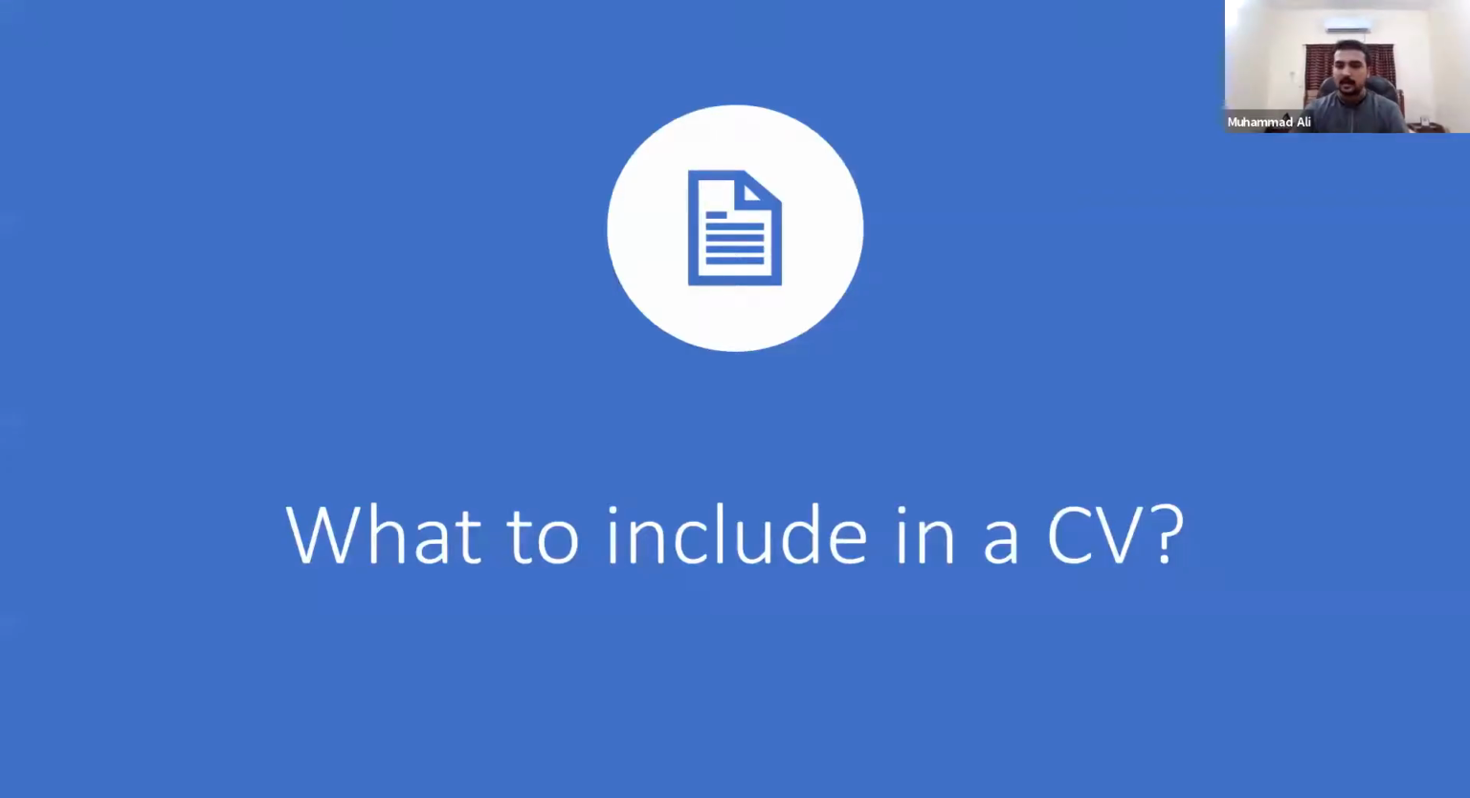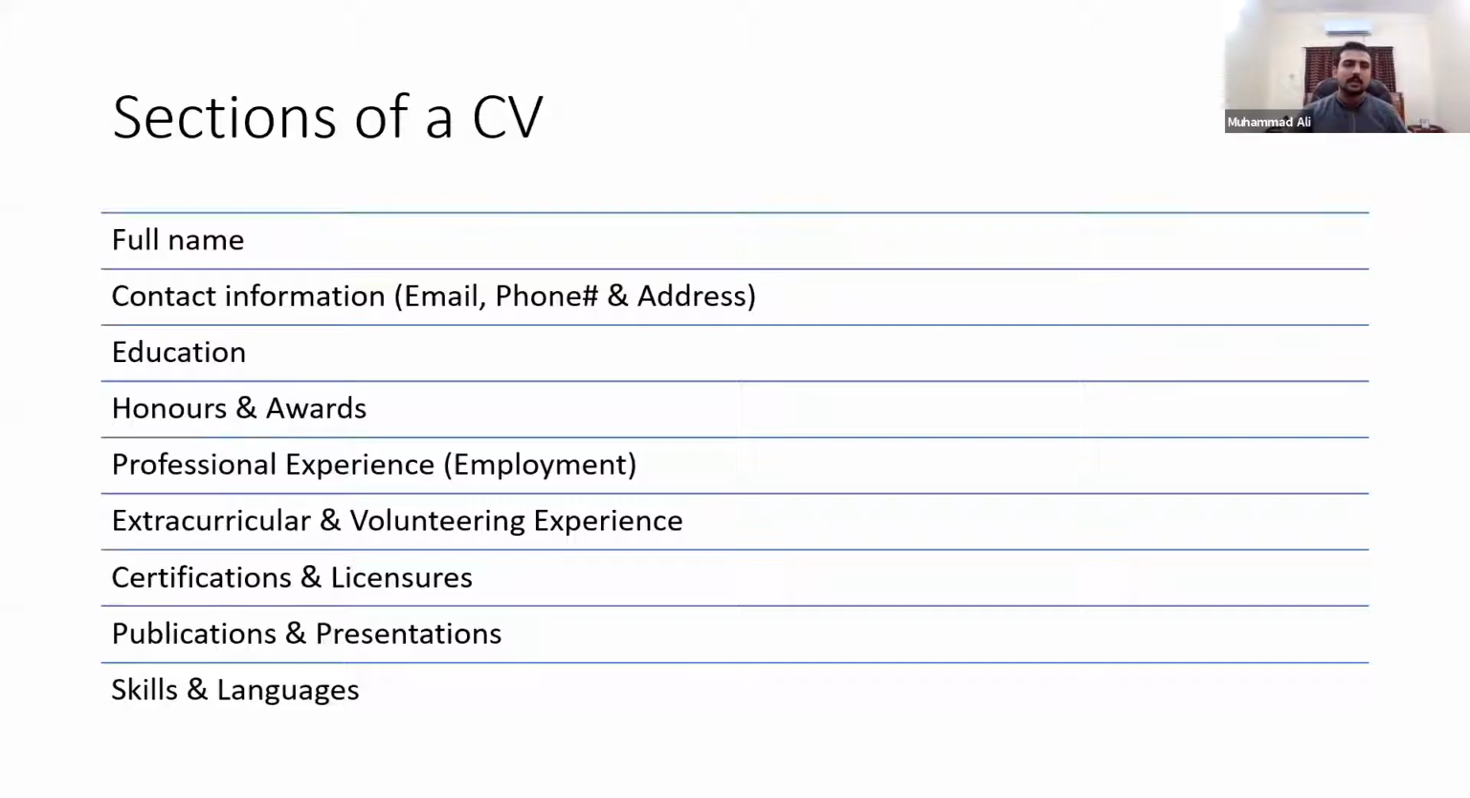So what to include in a CV? That will be our question for the day. So these are some of the sections that can be included in a CV. These are not hard and fast rules. You can always have different sections depending on where you are applying and what you are applying for. But these are some of the general sections that are sort of consistent in different CVs. And these are some of the general themes that you can stick to when making a CV.